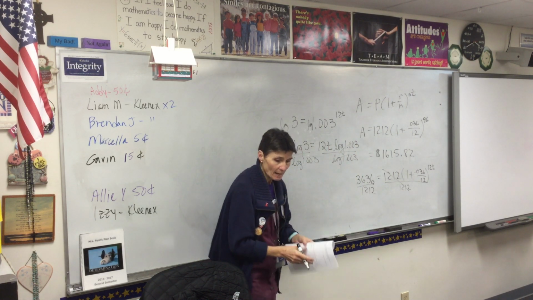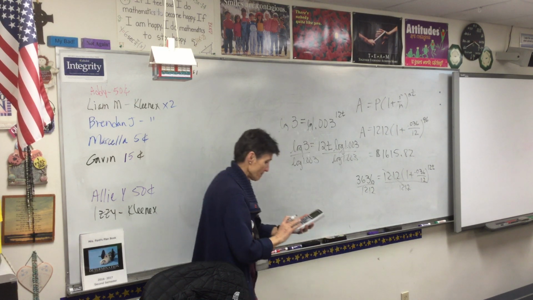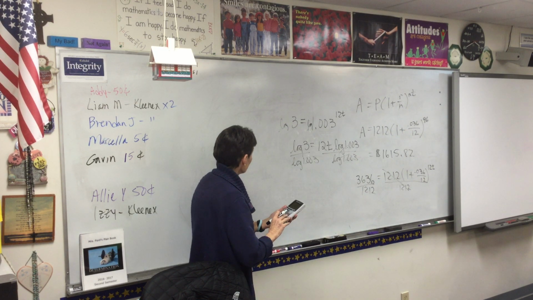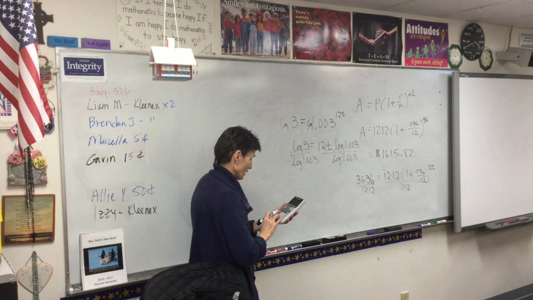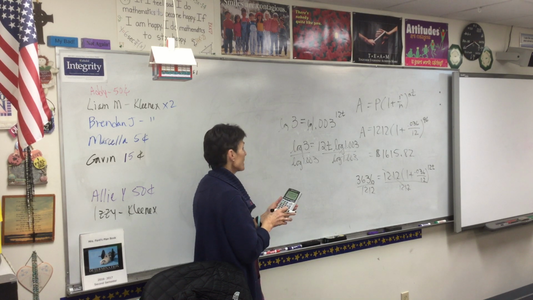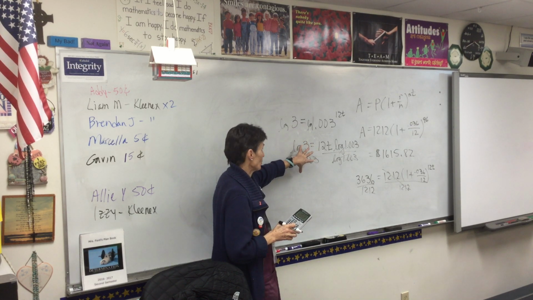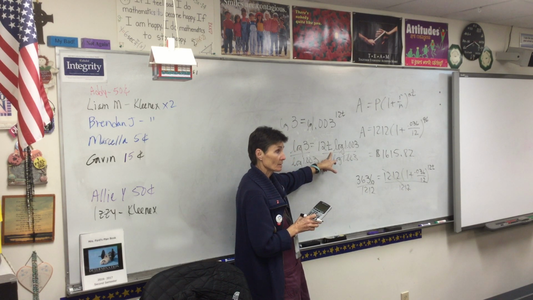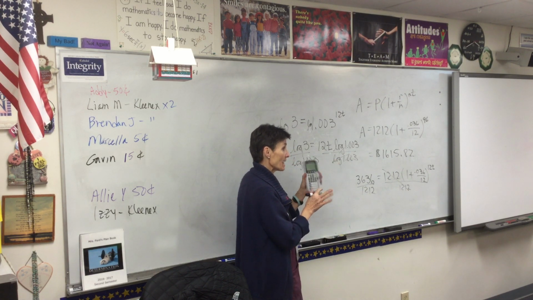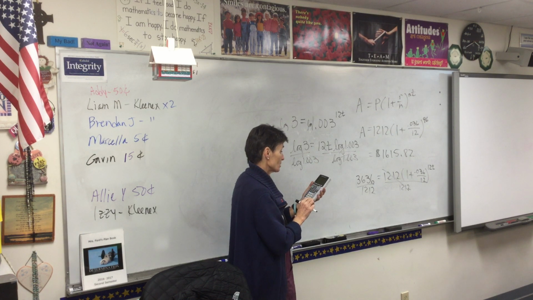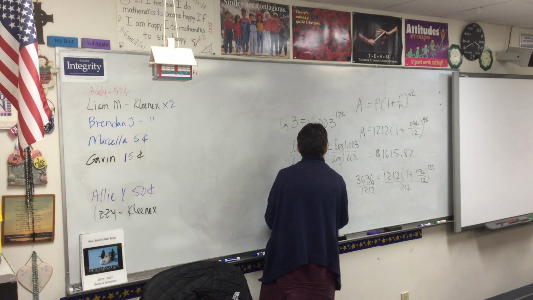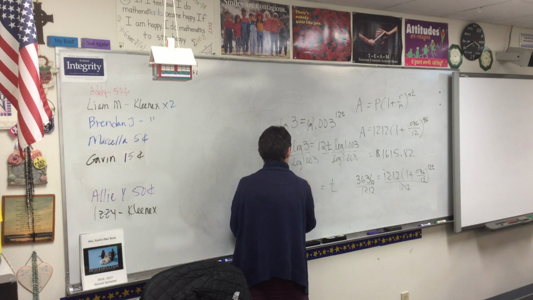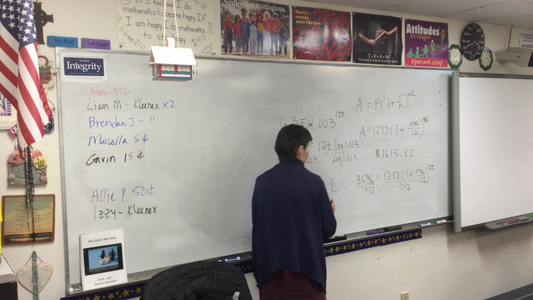Now, I can type in log 3 divided by log 1.003, but this time that is not the answer because that equals 12t. So I need to take that and divide by 12. So it's going to take 30.56 years.